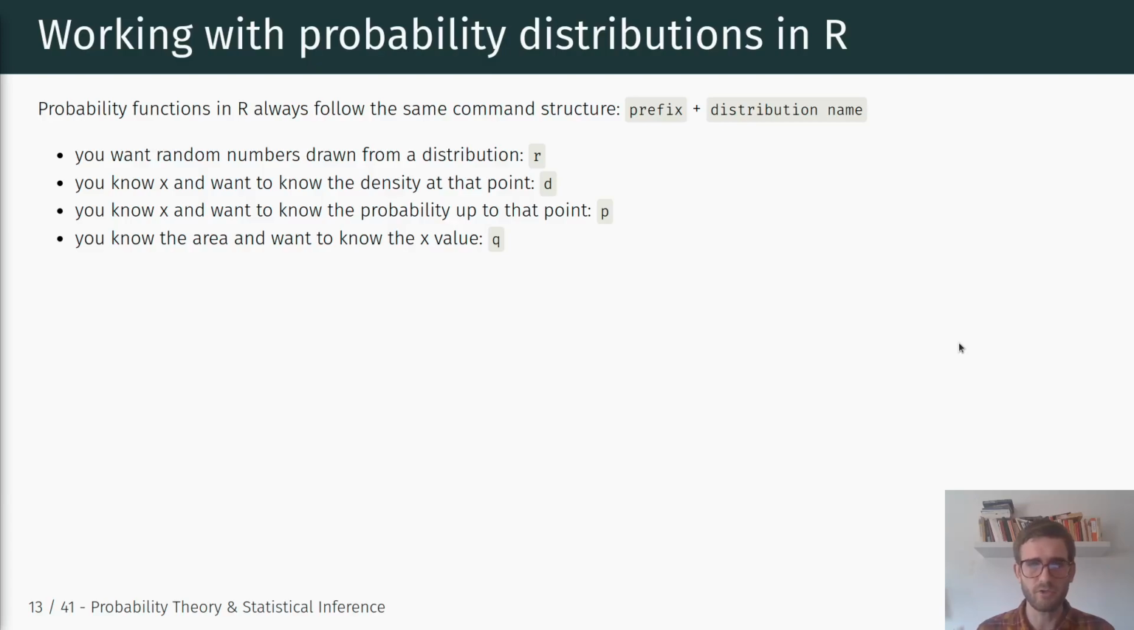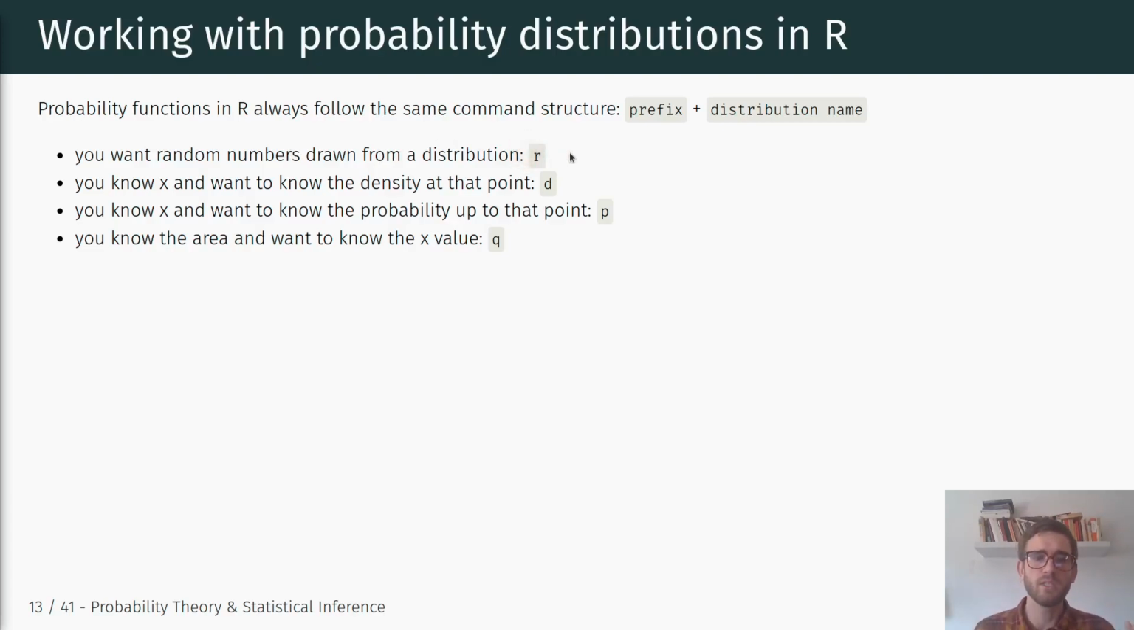there's a certain kind of structure in how R allows you to work with these probability distributions and probability functions, okay? Basically, probability functions in R always follow the same command structure. There's a prefix and a distribution name, right? Depending on what distribution you want to work with, you first figure out the distribution name, and then figure out what exactly you want to do with that distribution to find the appropriate command, right? If you want to draw random numbers from a distribution, that prefix is r.